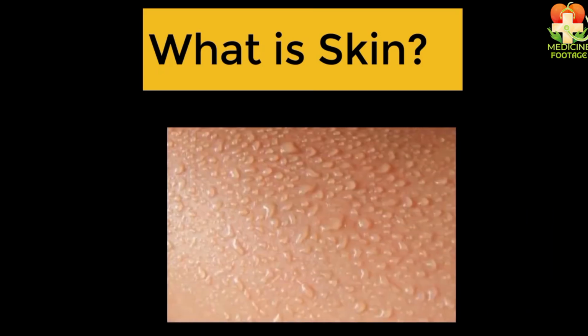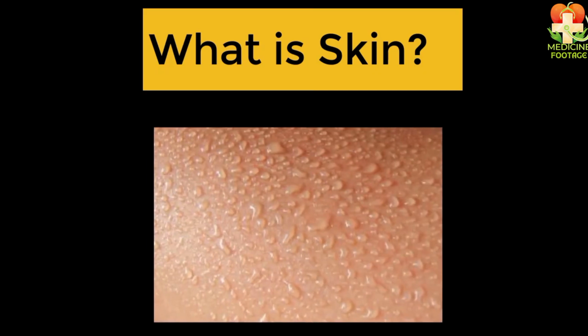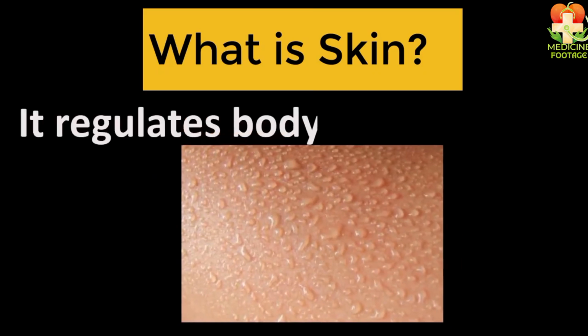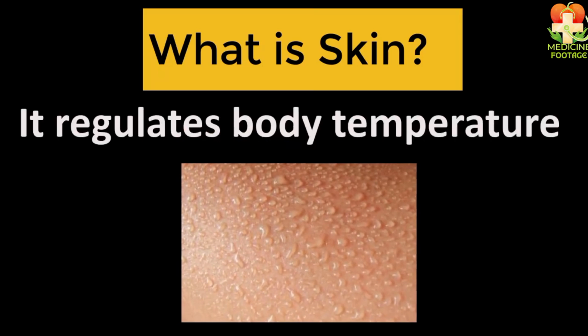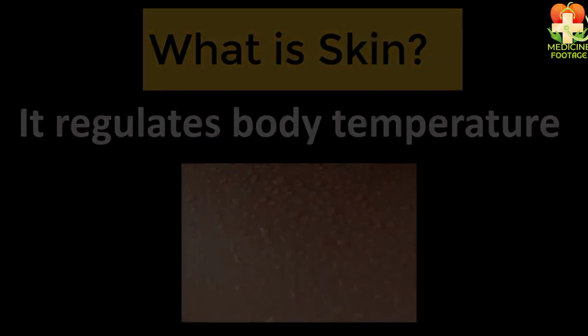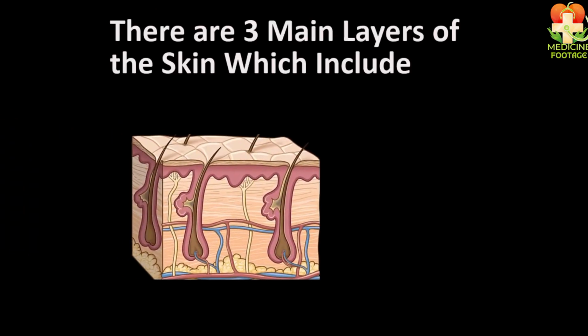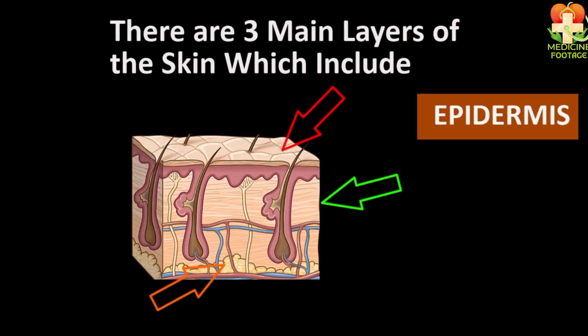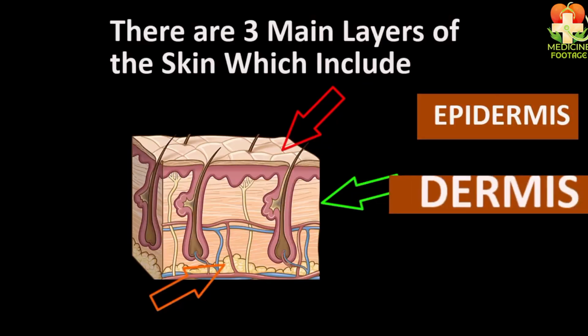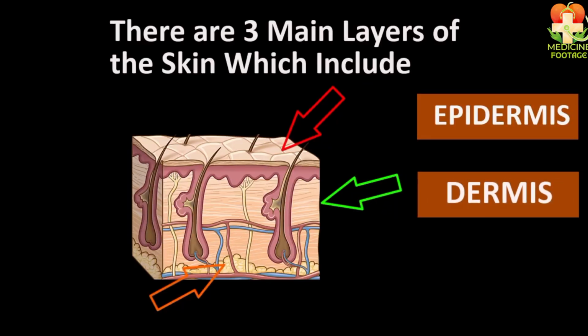The third point is that our skin produces sweat. Through sweating, the body's temperature is regulated. So, the skin helps maintain a stable body temperature. Do you know that there are 3 layers of skin? One is the outer layer, another is the middle layer, and the third is the innermost layer. The outer layer is called the epidermis. The middle layer is called the dermis. The innermost layer is called the hypodermis.